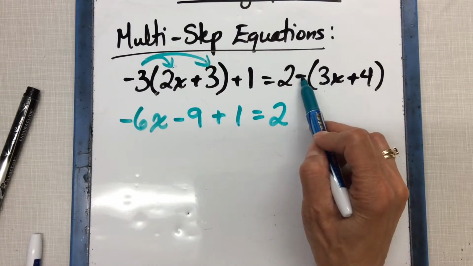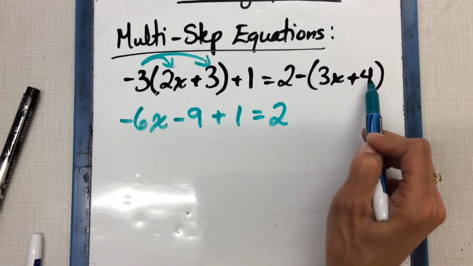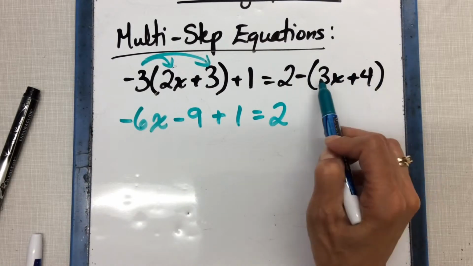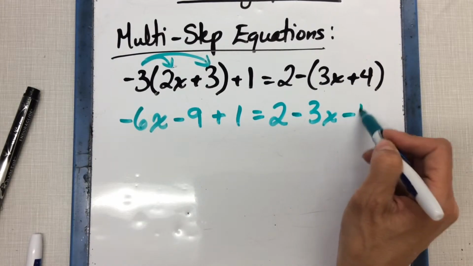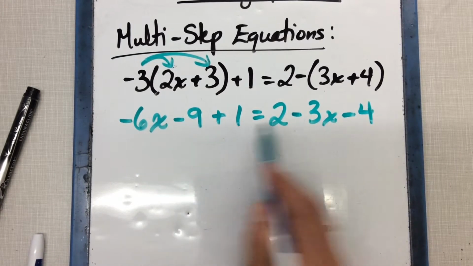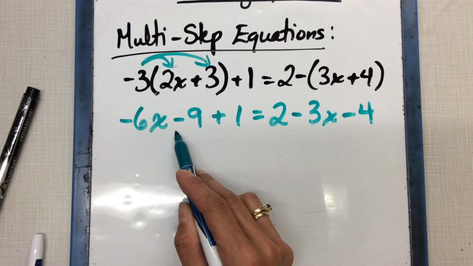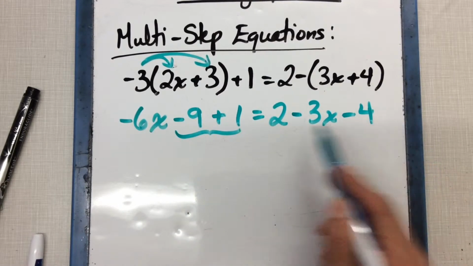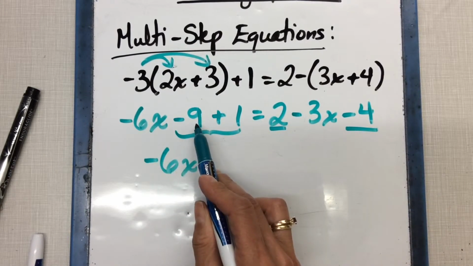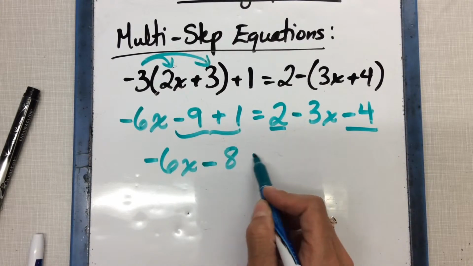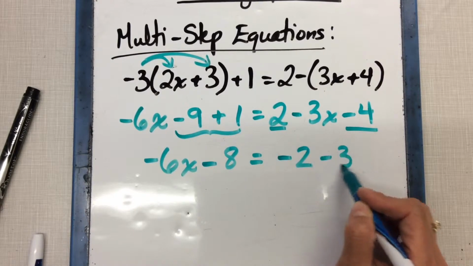Now this, again, is negative in front of a bracket, which means we are multiplying everything inside by a negative 1, which means the signs will change. This becomes negative 3x and negative 4. Now let's simplify on either side. If there are like terms that can be collected, let's do that. These are like terms here, and then these are like terms here. So negative 6x minus 9 plus 1 is negative 8. And then 2 minus 4 is negative 2 minus 3x.